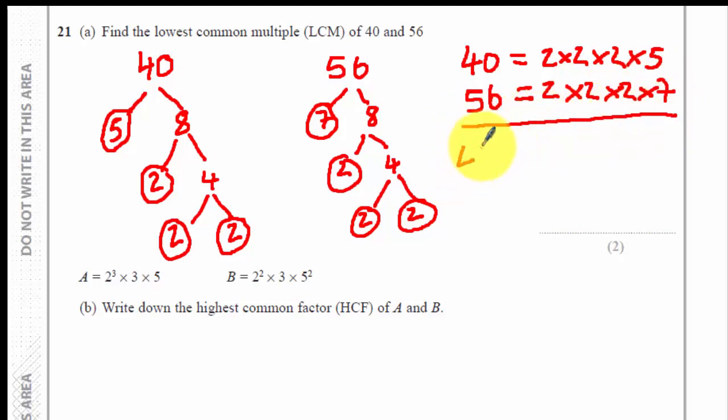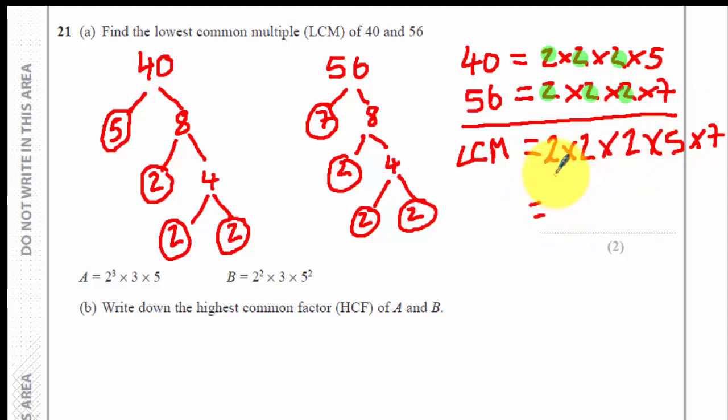Now, to get the lowest common multiple, I am interested in the numbers that are in both. So I've got a 2 in both there, so that's going to be 2 times, I've got another pair of 2's, 2 times 2, and another pair of 2's, and then you times it by everything you've got left over, so 5 and the 7.